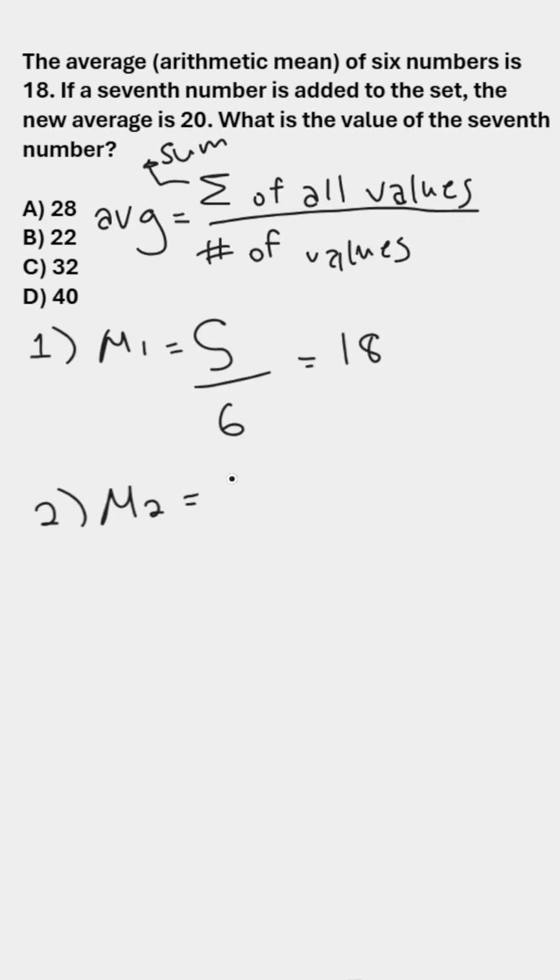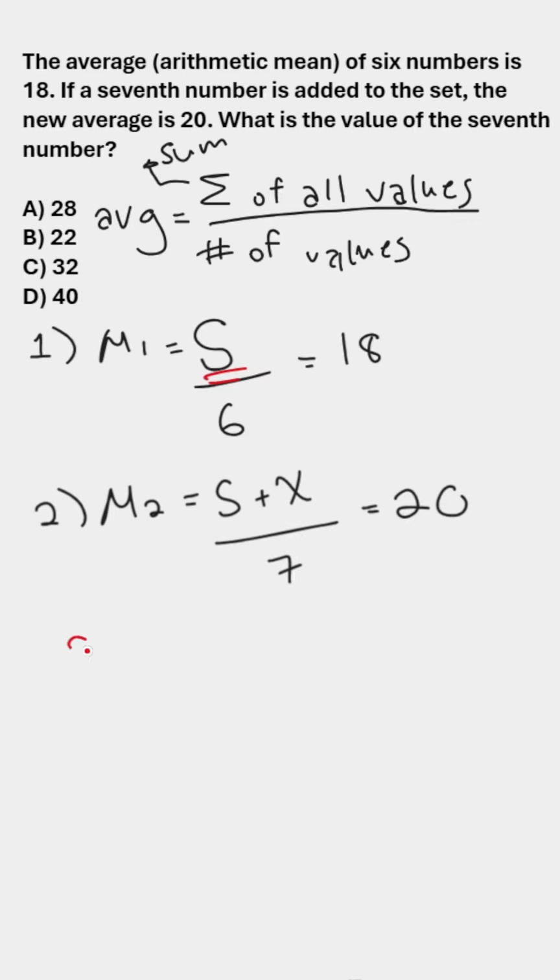is equal to, well, it's still equal to our big S plus this new unknown value X over, well, how many values are there in the new set? Well, 6 plus 1, so 7, is equal to 20. Okay, so we can see that using our first equation here, we can solve for a value of S, right? And then we can use that S, plug it into our second equation, and we can solve for X.